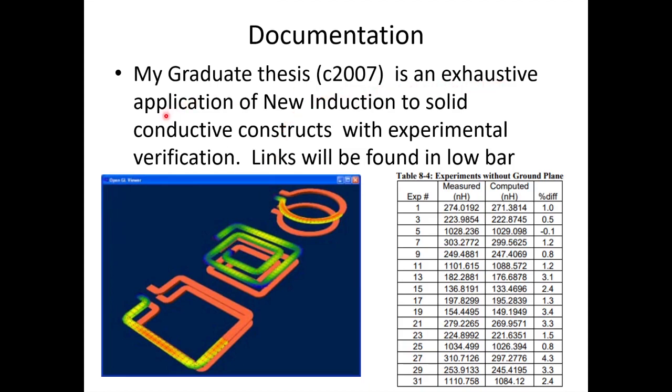It's an exhaustive application of the new induction to solid conductive constructs with experimental verification. Again, we'll put the links in the lower bar. And this was the experimental validation for experiments without ground plane. We did it with 1 and 2 ground planes too. As far as I know, new induction is the only model that explains inductors sandwiched between 2 ground planes, and it is very, very accurate. But we're going to make it more accurate. We'll talk about that in a moment.